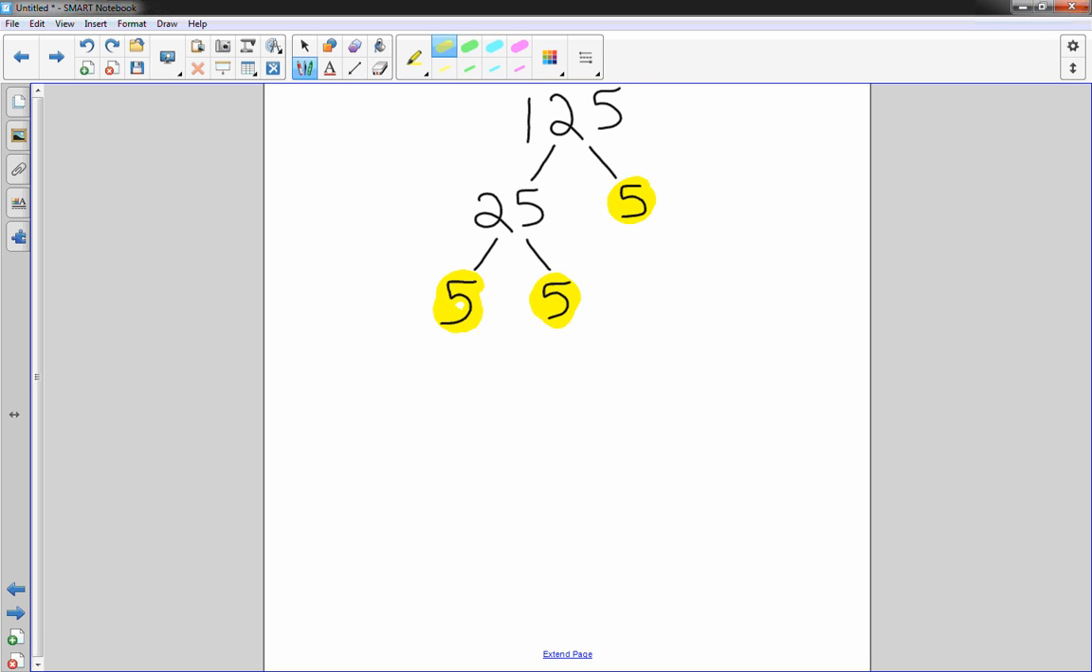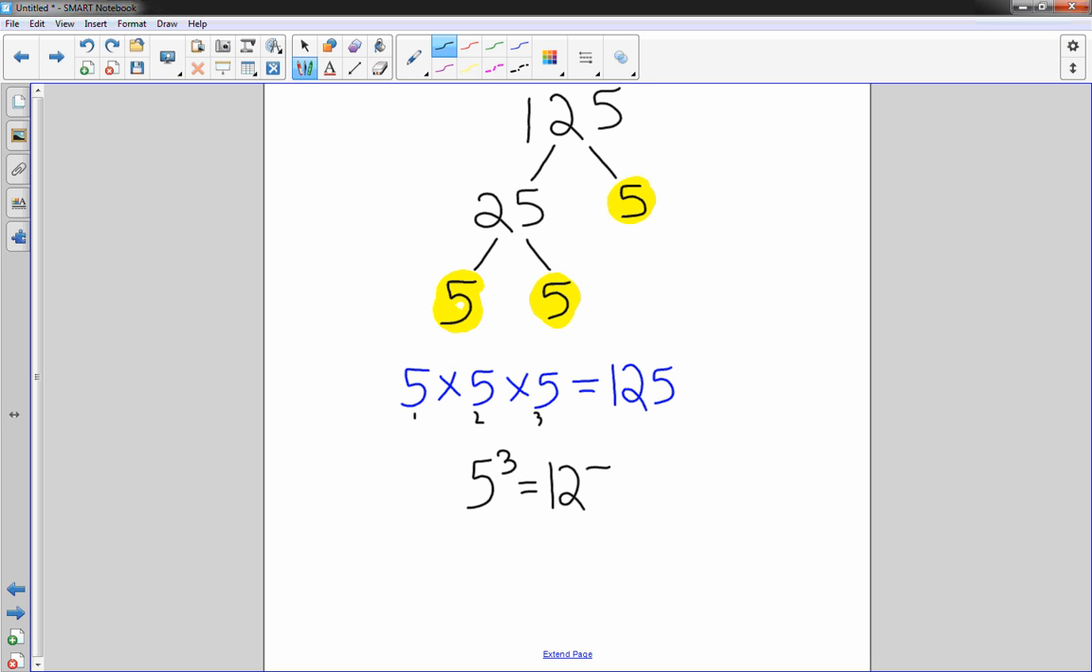We just learned that. So my answer, 5 times 5 times 5 times 5 is 125. Or if I want to get fancy and use exponents, I have 1, 2, 3 5s. So 5 to the third power is equal to 125.